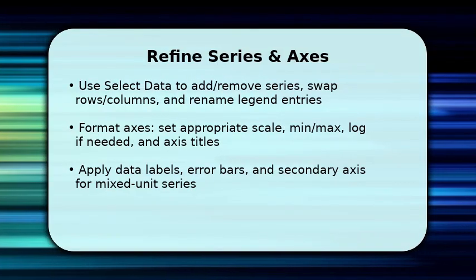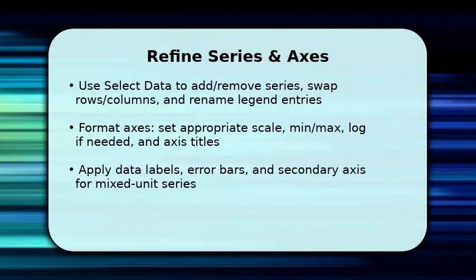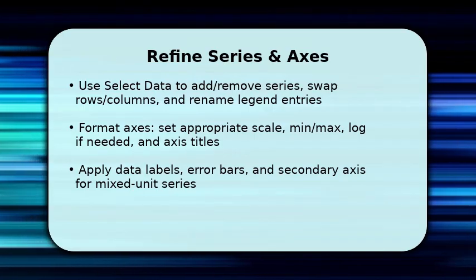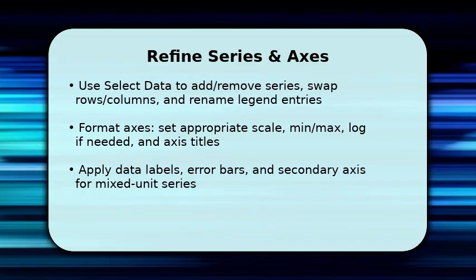Now refine the chart series and axes for clarity and accuracy. Open select data to add or remove series, reorder lines, or swap rows and columns so X values are correct. Then format axes, set explicit min/max, choose linear or logarithmic scale where appropriate, and add axis titles so viewers understand units. If numbers differ vastly, add a secondary axis or use percentage normalization.